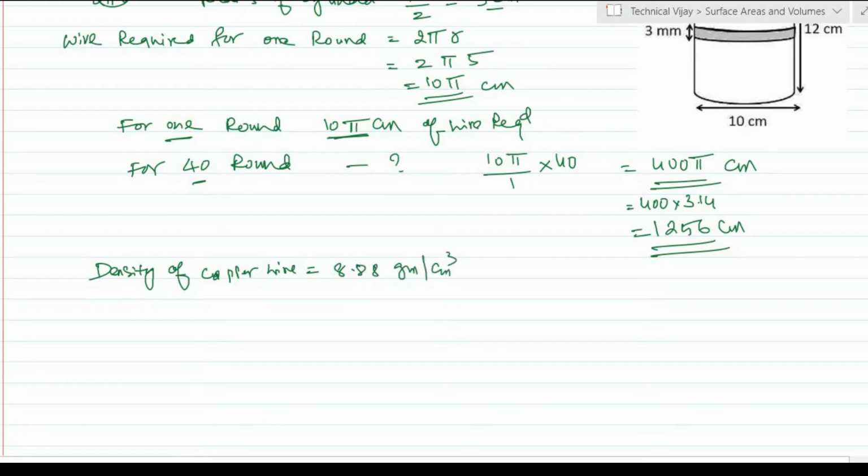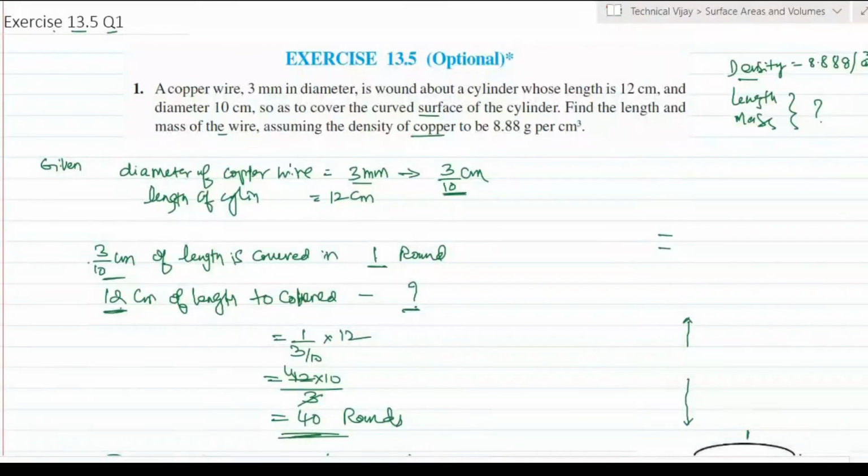Okay. So now what is the formula for this density? Density is equal to mass divided by volume. So this is the formula. So density is equal to mass by volume. So density he has given, so mass we have to calculate. Here what he has asked, length and mass. So length we have calculated here. This length we have calculated, that is 1256 centimeter. So mass we have to calculate.